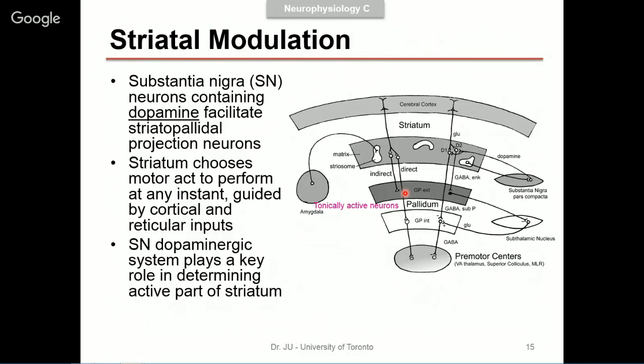So I do want you to make sure that you know which neurons are tonically active. Make sure you're aware of all of that. Make sure that you know how this pathway works in terms of disinhibition, and then you'll be okay. And hopefully you'll spend some time going over it.